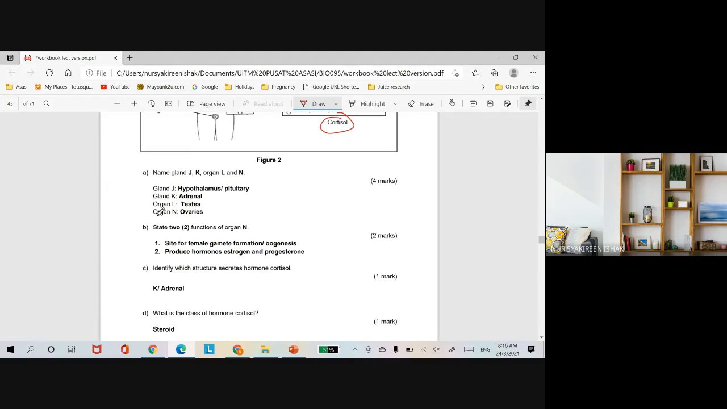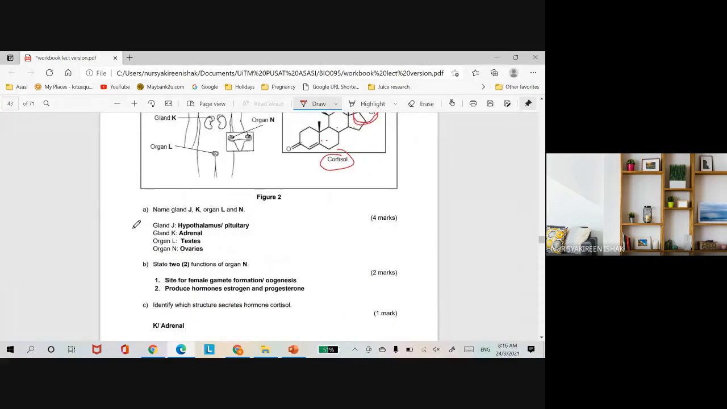Alright. So B, state two functions of organ N. N is the ovary, which is the gonad for the female. The function of the gonad is to produce gametes. So the formation of gametes, which is the secondary oocyte, and the process is oogenesis. So you could write point one: site for female gamete formation, or secondary oocyte, or where oogenesis occurs to produce the ovum or the secondary oocyte. You have to differentiate the terms ovum and secondary oocyte. Ovum is when the secondary oocyte is fertilized by sperm, and then the secondary oocyte completes meiosis 2. At that stage you can call it the ovum.